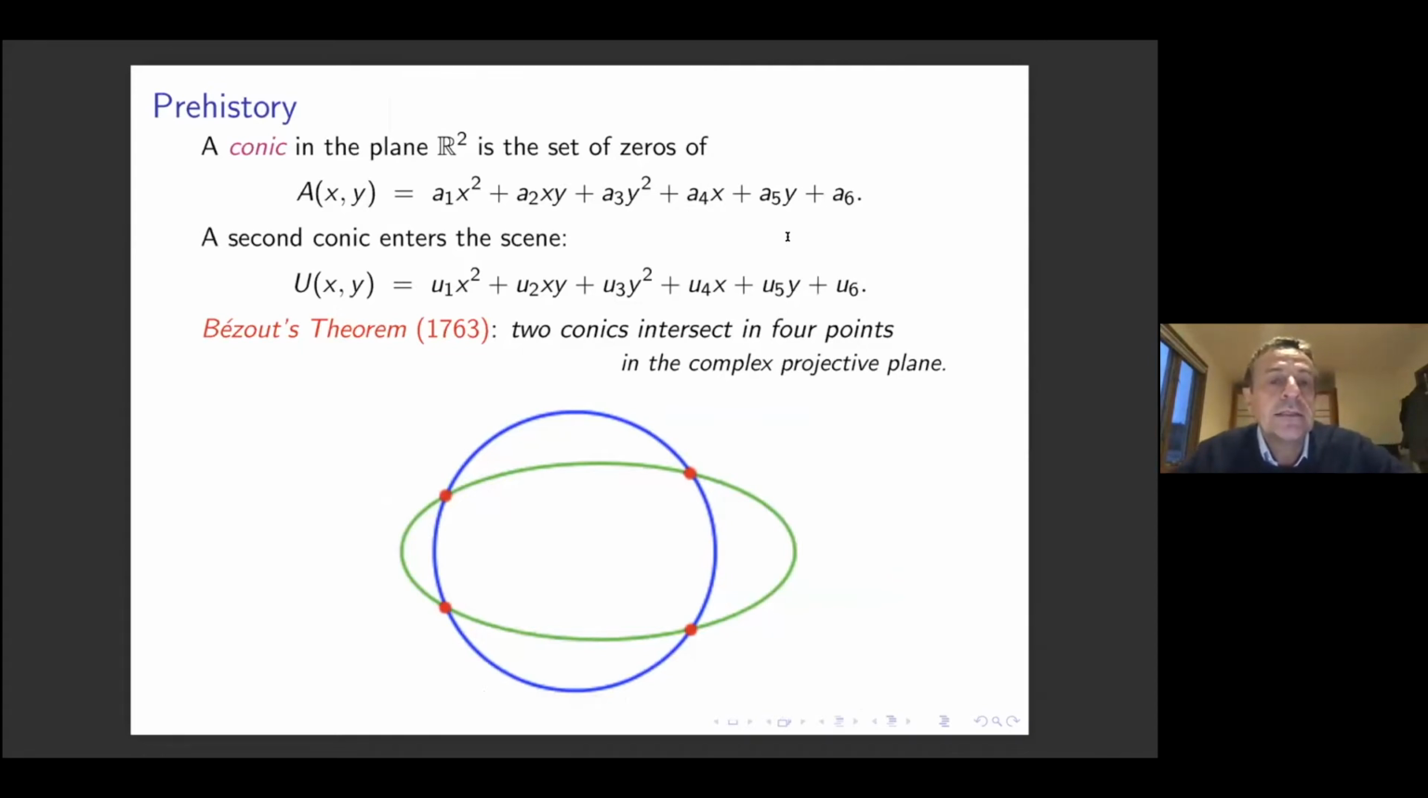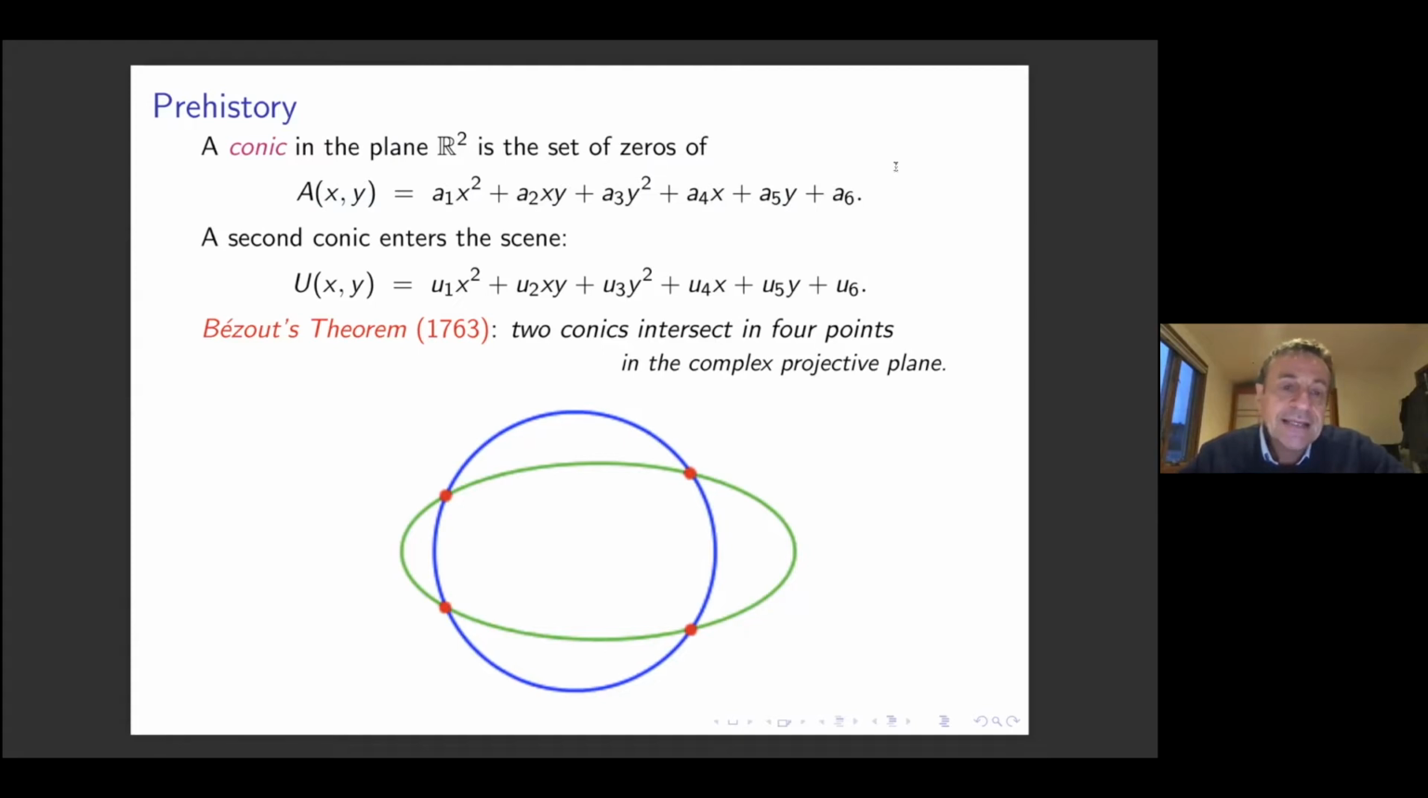So let's start with the prehistory. By a conic in the plane, I will mean the zero set of a polynomial in two variables, x and y, that has degree 2. So here, A, capital A, is such a polynomial. You can see that there are six coefficients, A1, A2, and so on up to A6. These are real numbers. And if I simultaneously scale the coefficients, then the zero set will be unchanged. So there are 5 degrees of freedom really in picking such a conic geometrically.